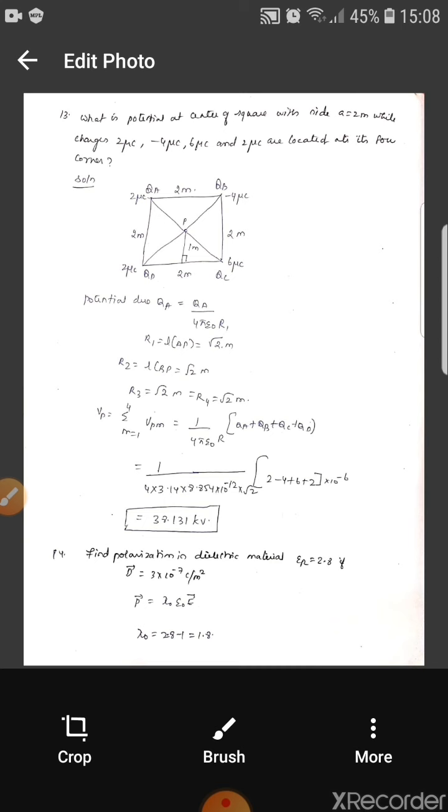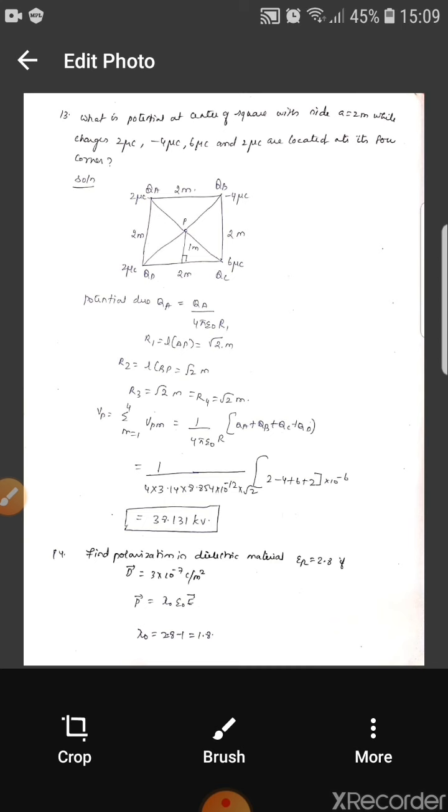You are going to calculate potential due to QA. So potential due to QA is equal to QA divided by 4 pi epsilon naught R1. R1 is equal to the length AP, and that is equal to root 2. R2 is equal to the length BP, and that is equal to root 2. R3 is the same, by using all the sides we will be having R1, R2, R3, all four are equal to root 2.